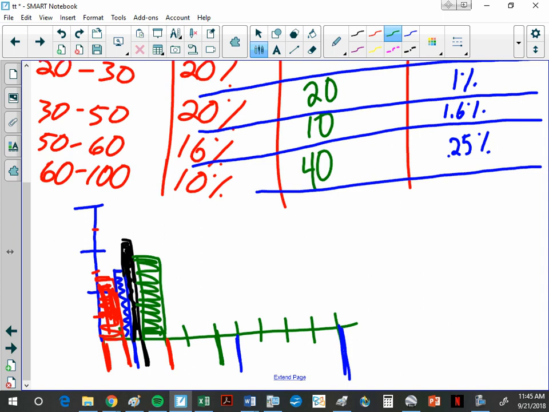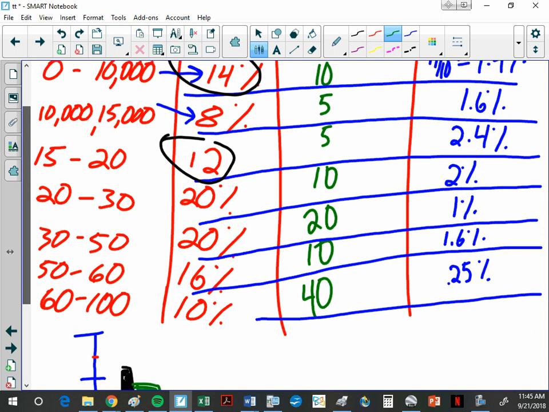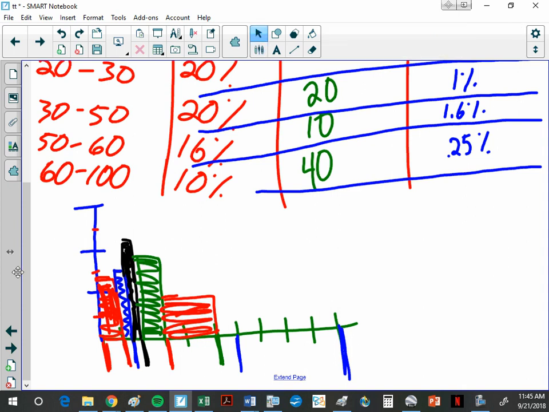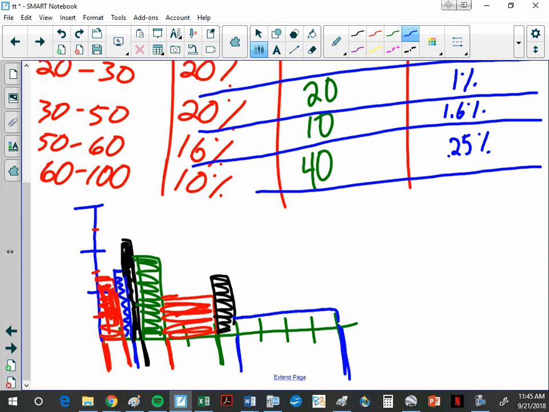Okay. And then the next one, we go up to 1%, has a width of 20, and we go up to 1%. Oh, I used the wrong color, but whatever. Okay. And then the next one has a width of 10 and a height of 1.6. So 1.6. And then the last one has a height of 1/4, and it's really wide.